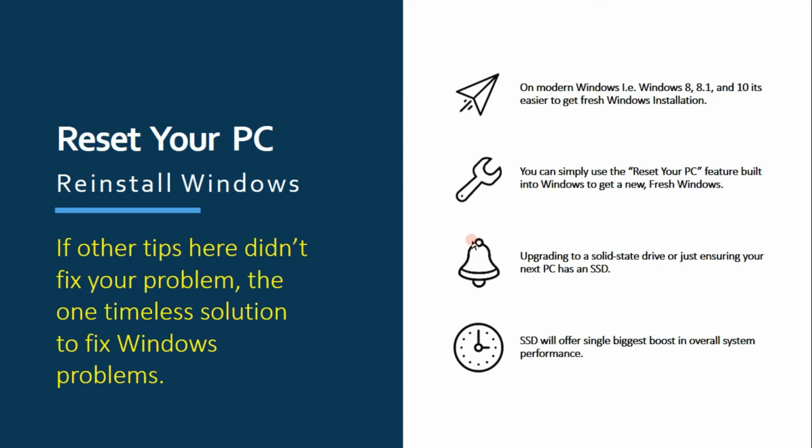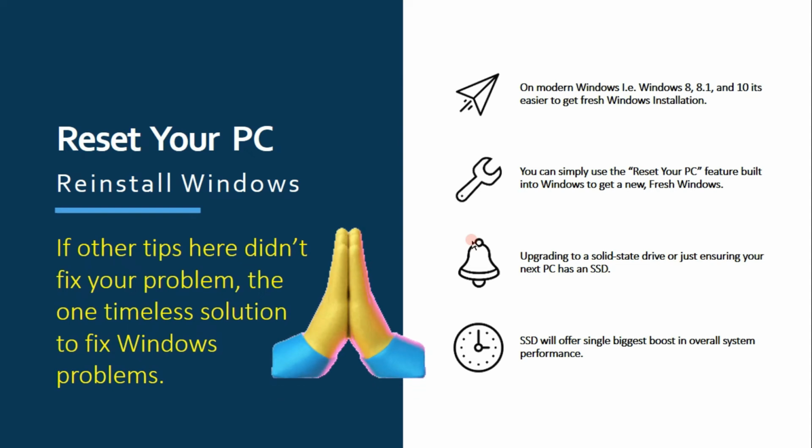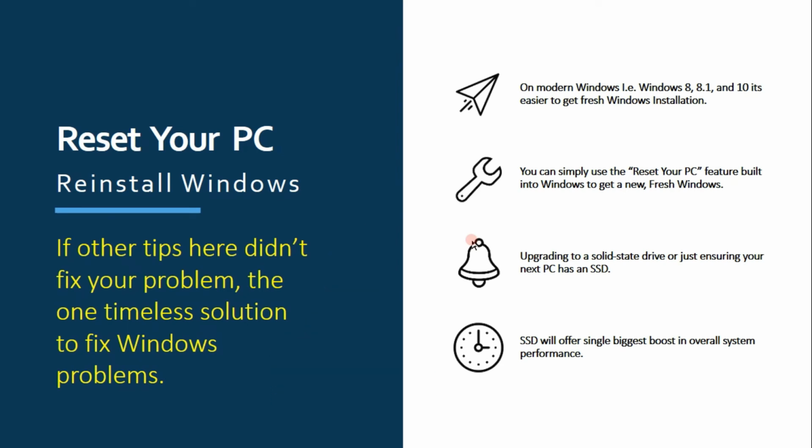On modern versions of Windows, that is Windows 8, 8.1 and 10, it's easier to get a fresh Windows installation than ever. You don't have to get Windows installation media and reinstall Windows. Instead, you can simply use the reset your PC feature built into Windows to get a new fresh Windows system. This is similar to reinstalling Windows and will wipe your installed programs and system settings while keeping your files.